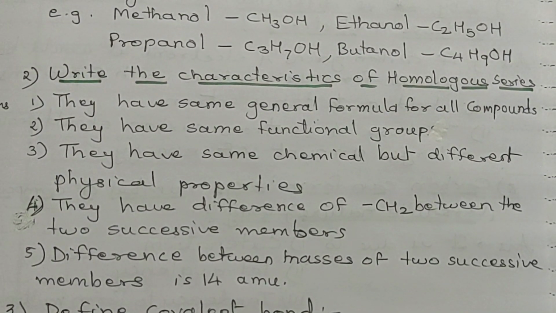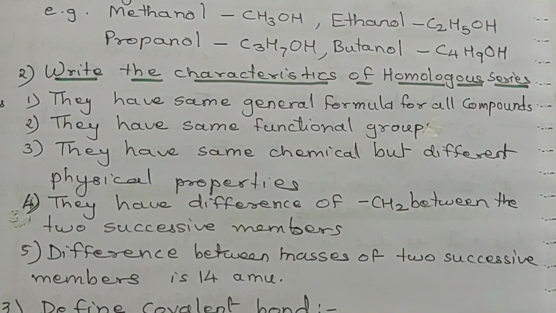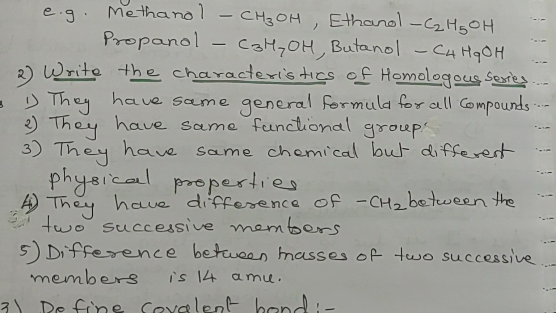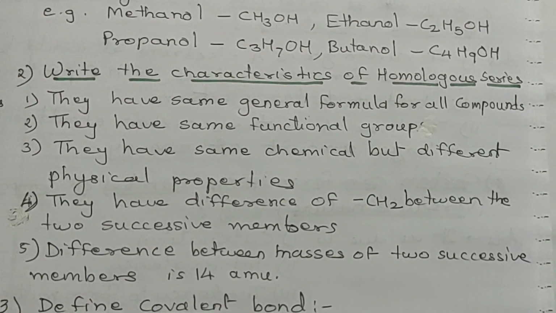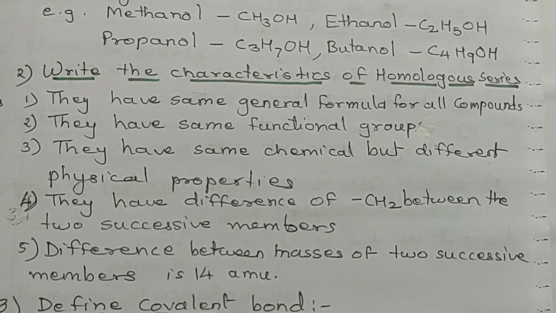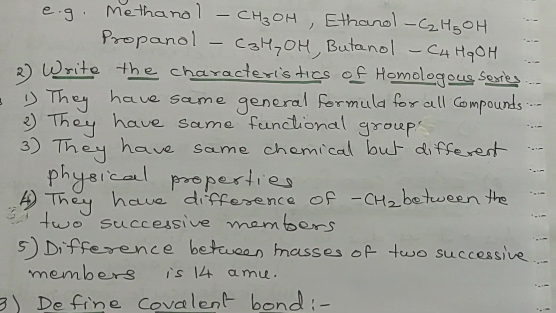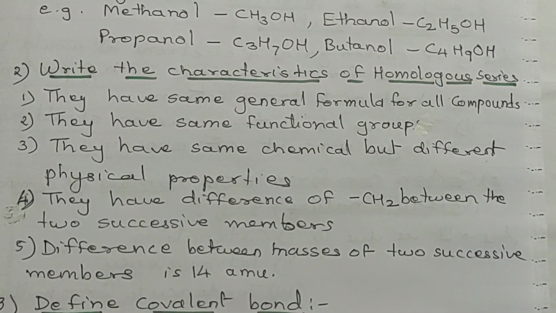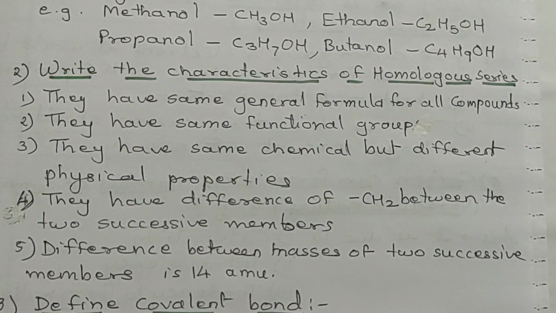They have the same general formula for all compounds. They have the same functional groups. They have the same chemical but different physical properties. They have a difference of CH2 between two successive members. Fifth, the difference between masses of two successive members is 14 amu.